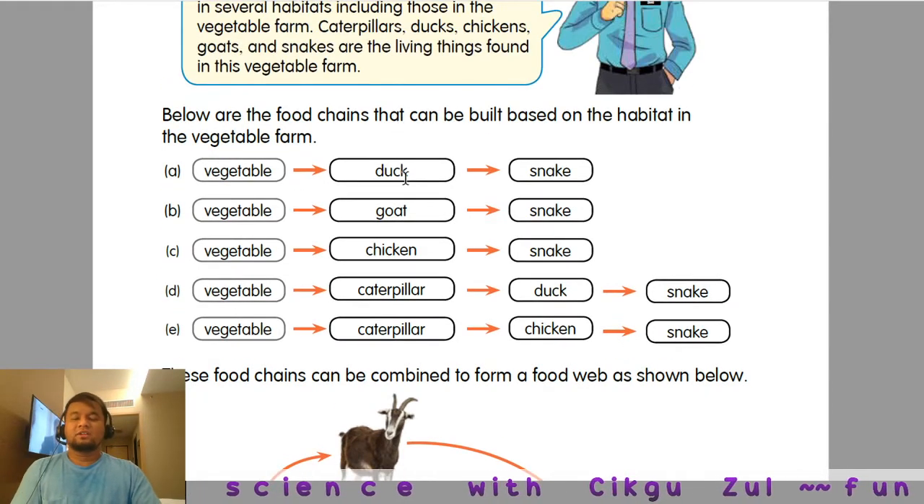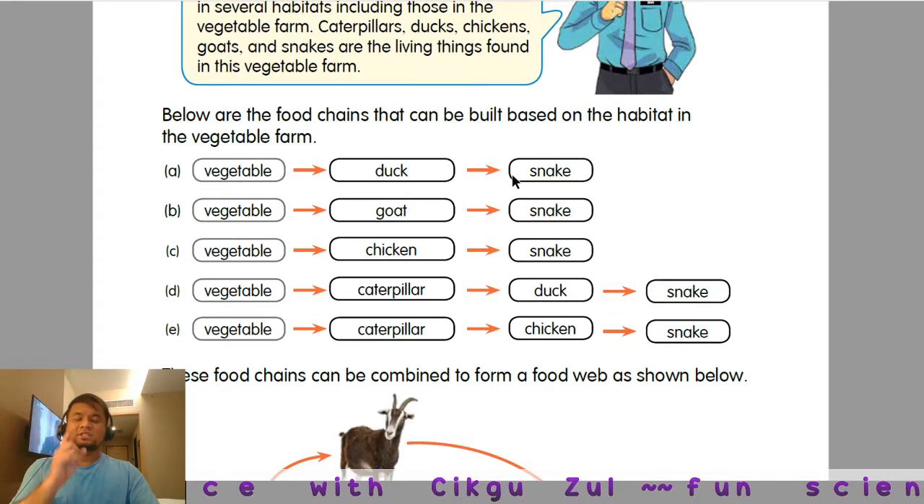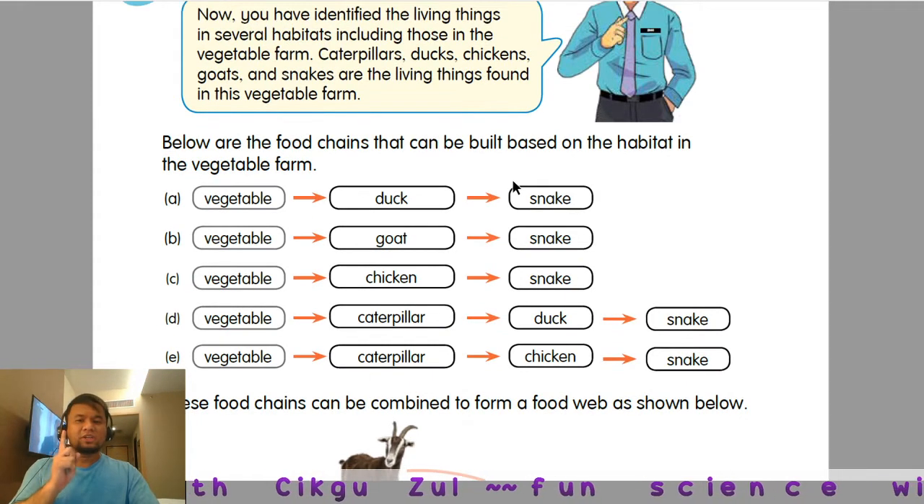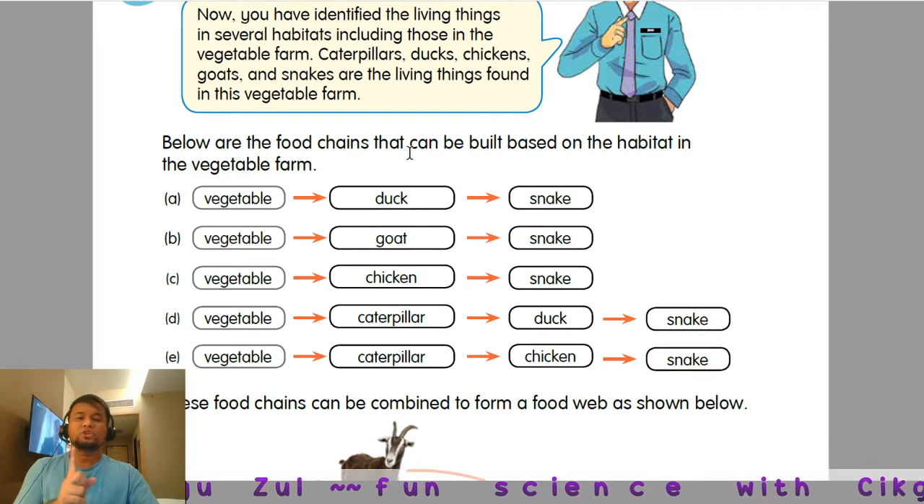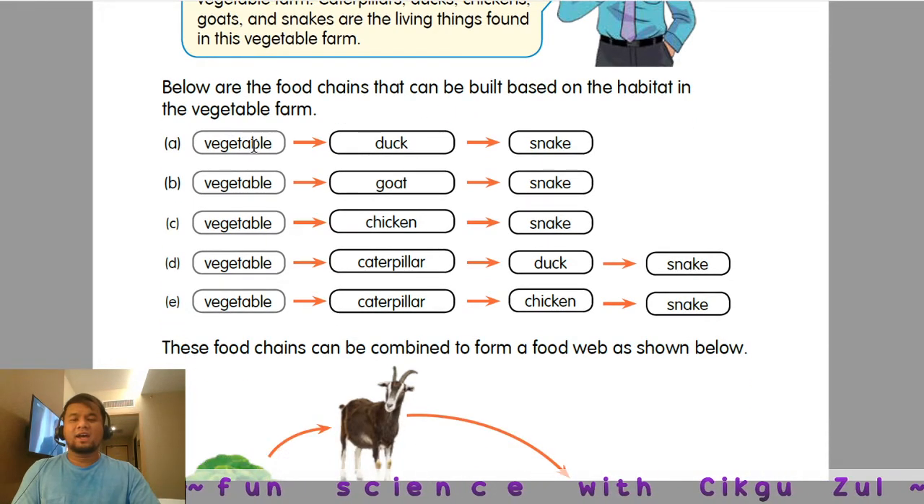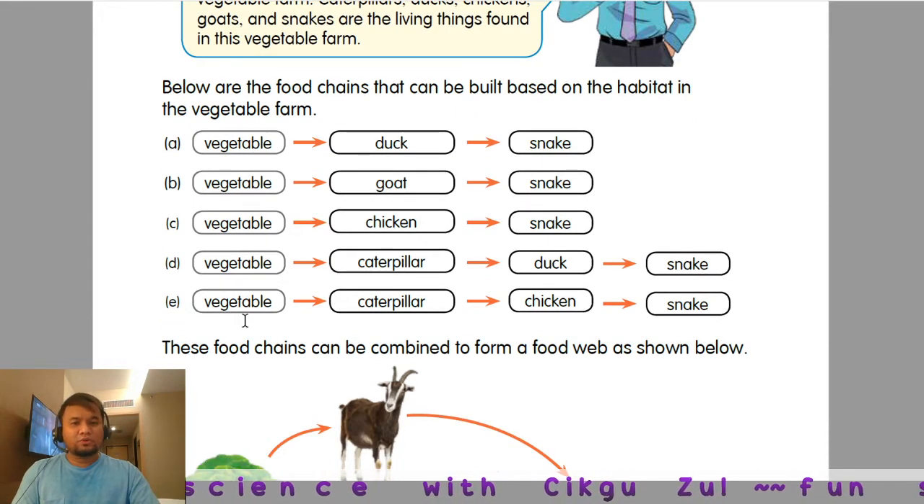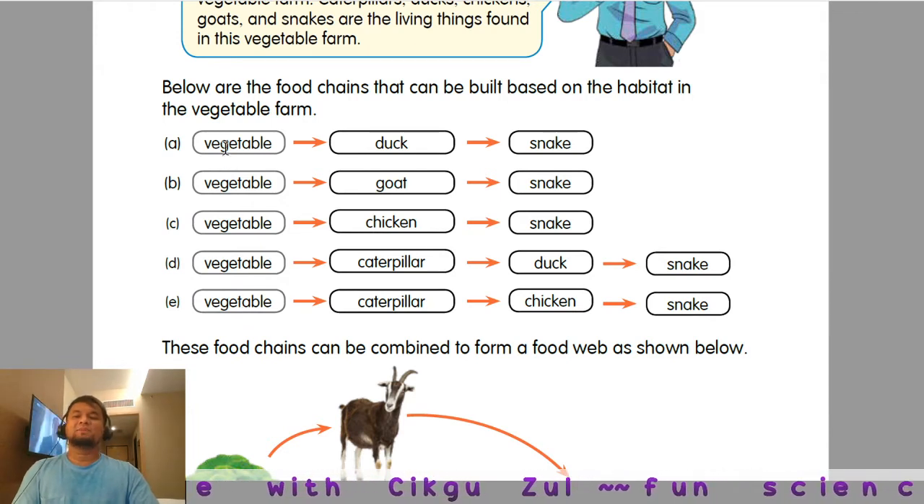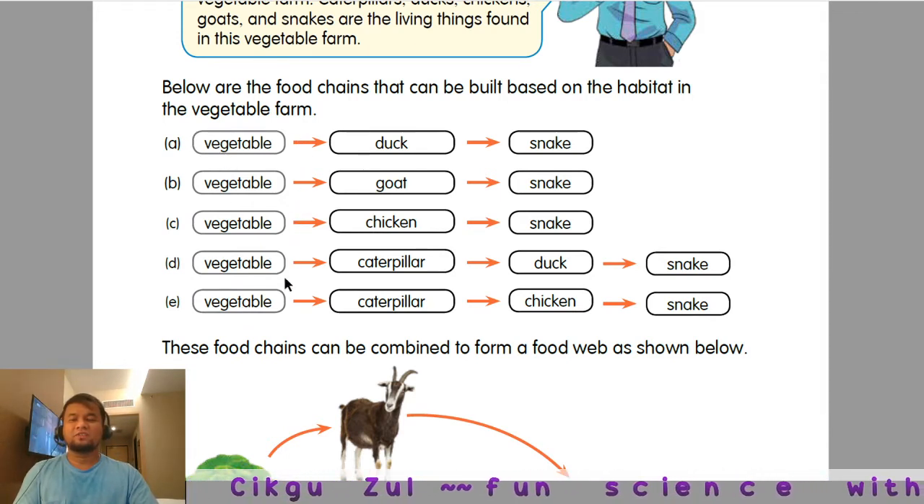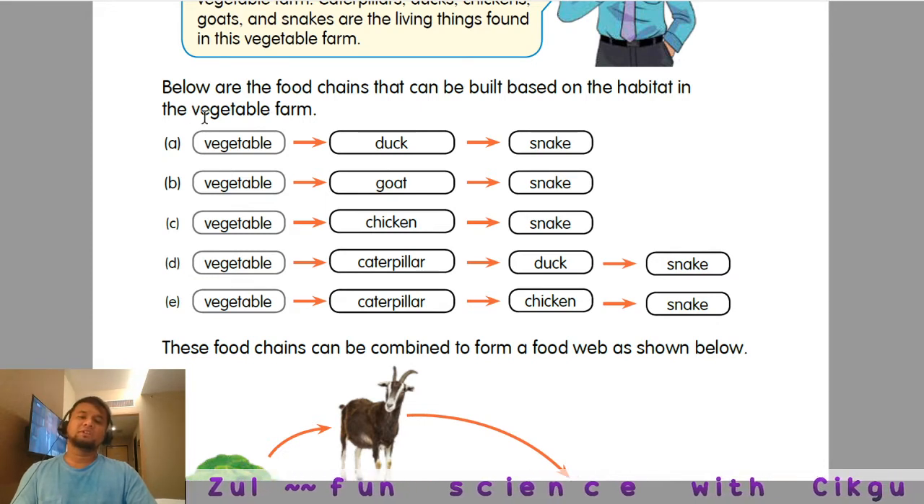Okay, now these 5 food chains have one similarity. Ada satu persamaan, which is they start with similar producer. Understand? Siapa producer dia? Vegetable, sayur.